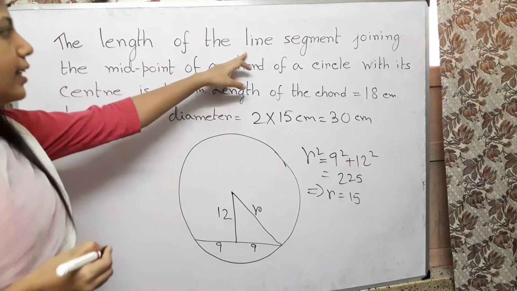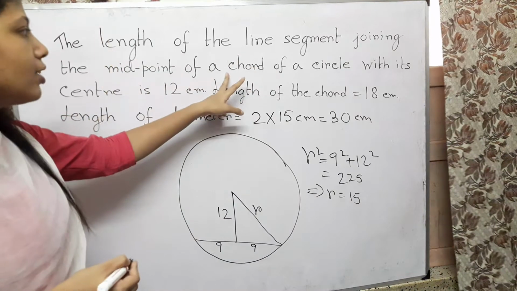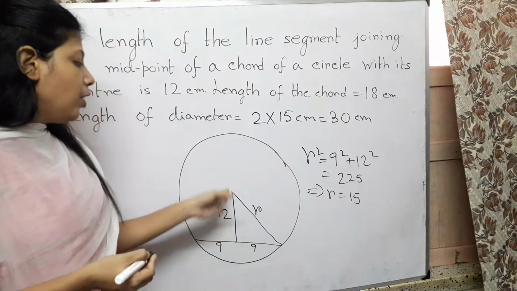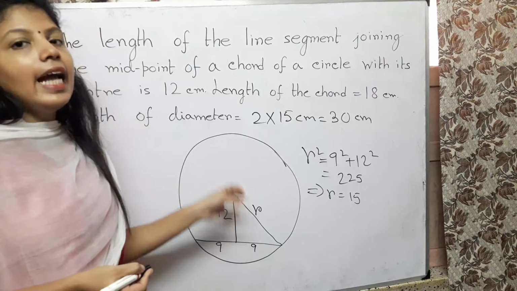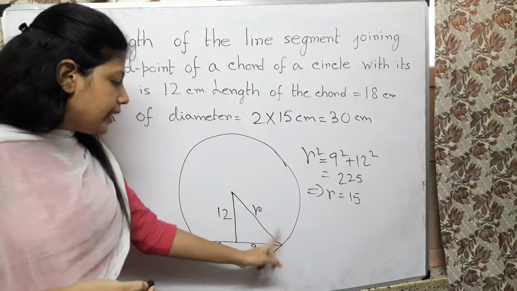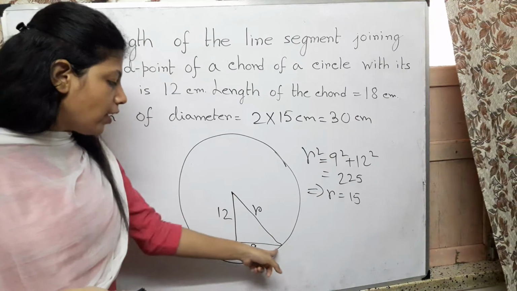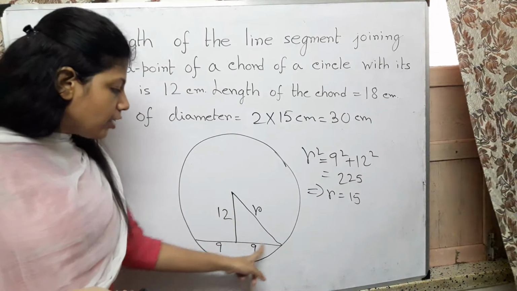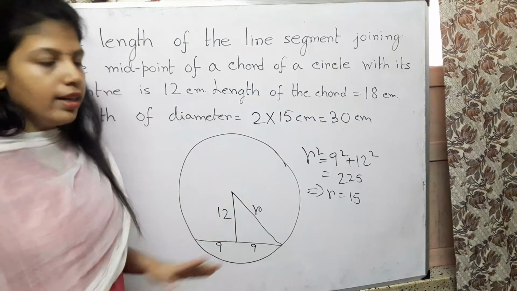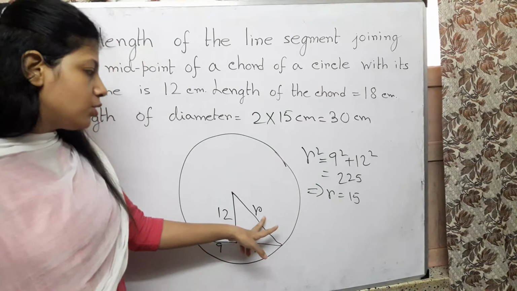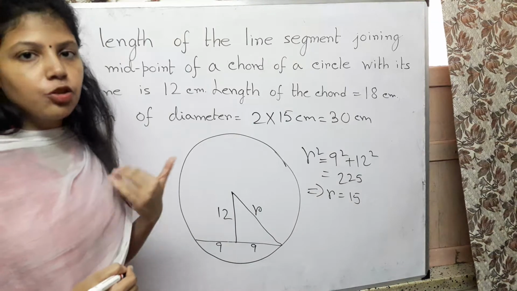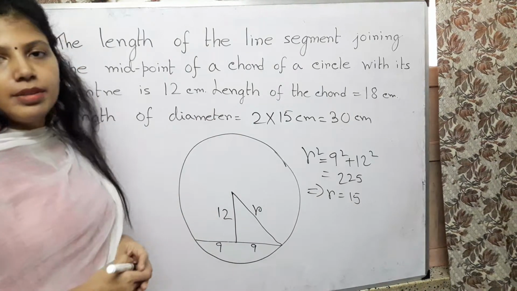I will repeat once more. The length of the line segment joining the midpoint of the chord to the center. So it is the midpoint of the chord. It is the center. If you join, you will get one line segment and the length is 12 centimeter. The length of the chord is 18. That means it will bisect the chord. So this one will be 9. It is a right angle triangle. Perpendicular square plus base square equals hypotenuse square. So 12 square plus 9 square equals r square. From there solve r, and length of diameter means 2 into radius. That's why it is 30 centimeter.